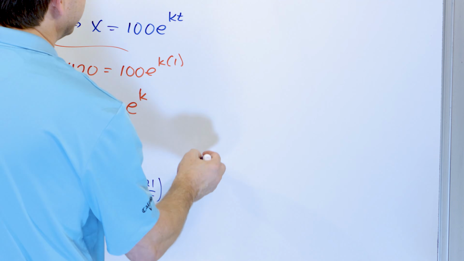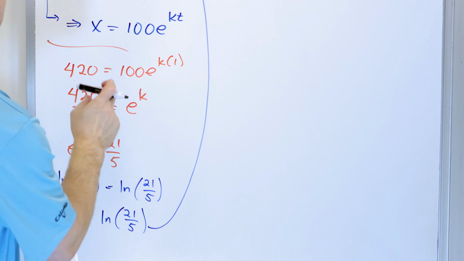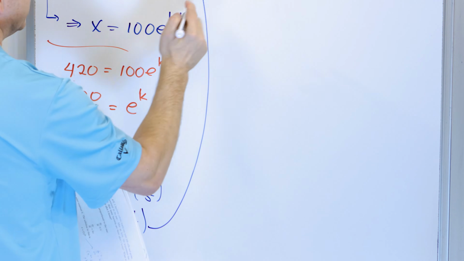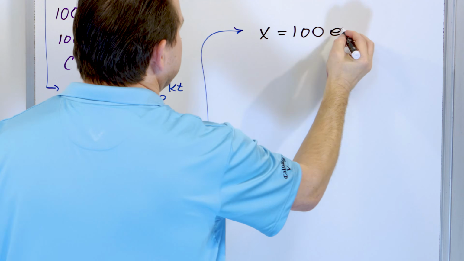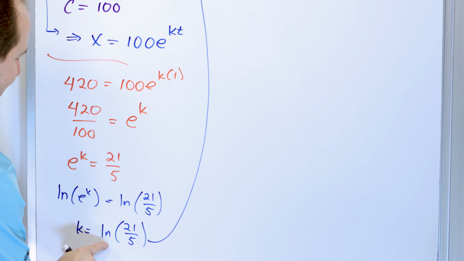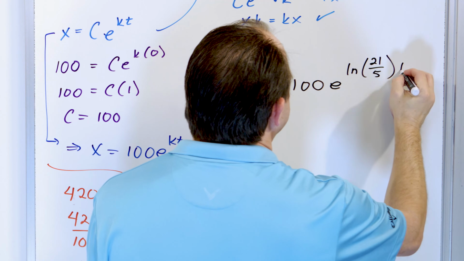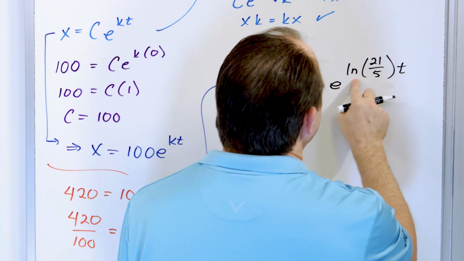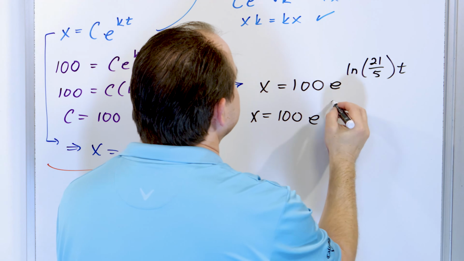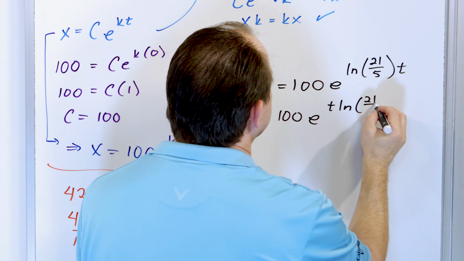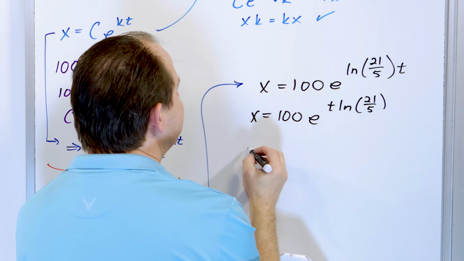All right, so what I can say here is that the most revised, up-to-date answer that I have for my population, which was this one right here, is now x is equal to 100 times e to the power of k, which I've now figured out, natural log of 21 over 5, times t. So this natural log is right here. I can move the t in front, so x is going to be 100, e to the t, natural log 21 over 5. And when I have something multiplied by a natural log, I can put it into the exponent. That's just a law of natural logs.